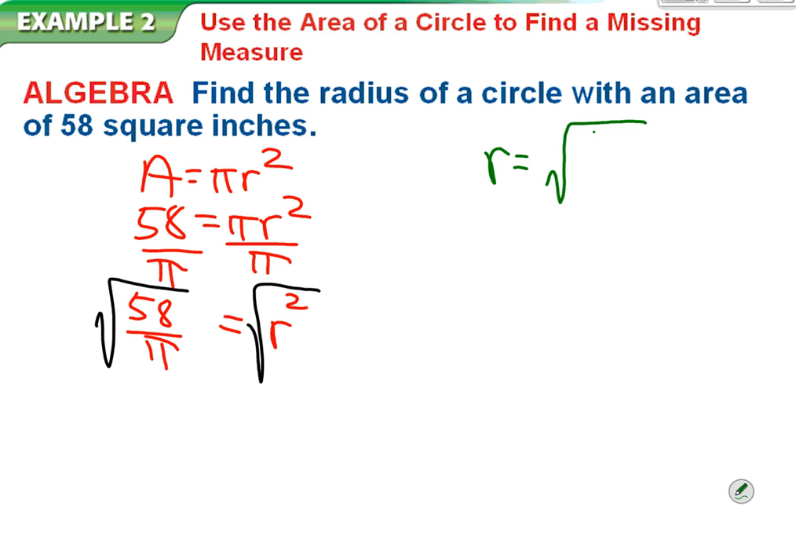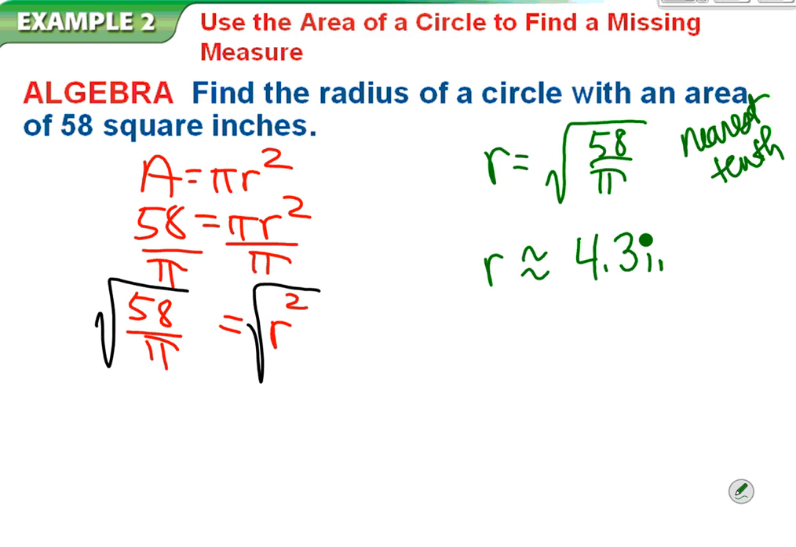The square root of 58 divided by pi. And that gives us a closer to actual answer when we put it in like that. And I want this one to the nearest tenth, which is 1 decimal place. Colin, when you have that, tell me what it is. 4.3. 4.3 inches, since we did know it was square inches.